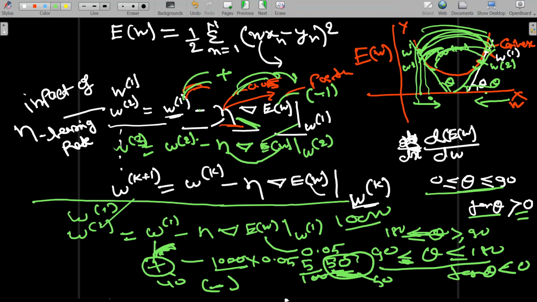And if you take a very small value for eta, it will take a very long time to converge to the global minima. So the importance of eta is very high, and if you do not select this value carefully, it will be problematic.